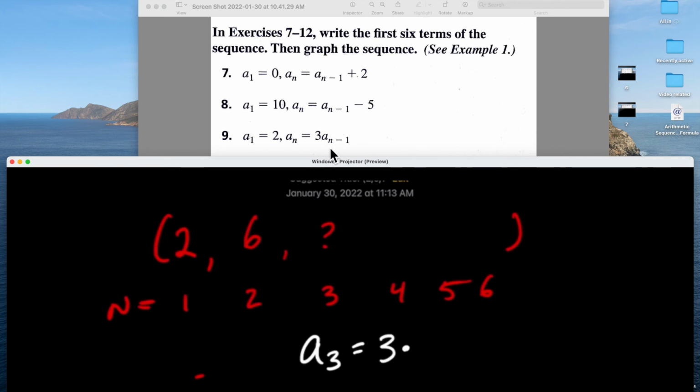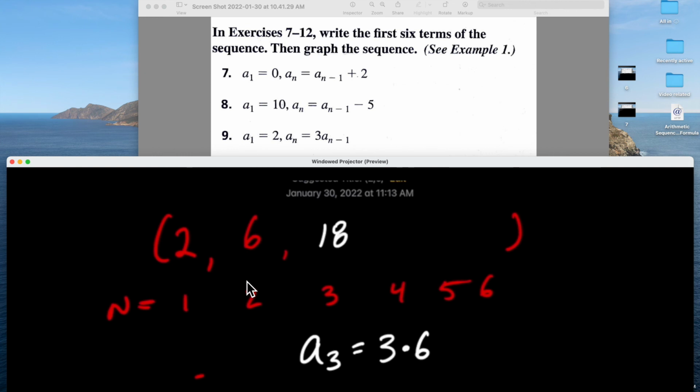What's the value in the position that's one lower? It's 6. Right? Here's where n equals 2. We're looking for the value where n equals 3. You look at the value where n is 1 less. The value when n equals 2 is 6. That's what you multiply by. And this becomes 18.